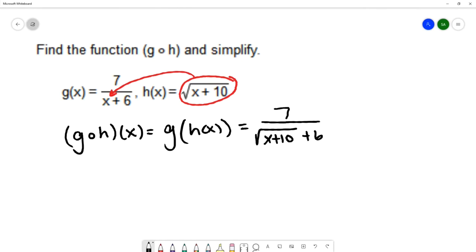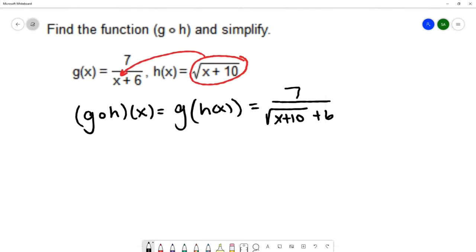Now this is an acceptable way of writing our answer, 7 over the square root of x plus 10 plus 6. But there are some simplifications that you might not be aware of that you could do if you wanted to. And one of those simplifications is called rationalizing the denominator. What rationalizing the denominator refers to is basically not having this radical, the square root, in the denominator.